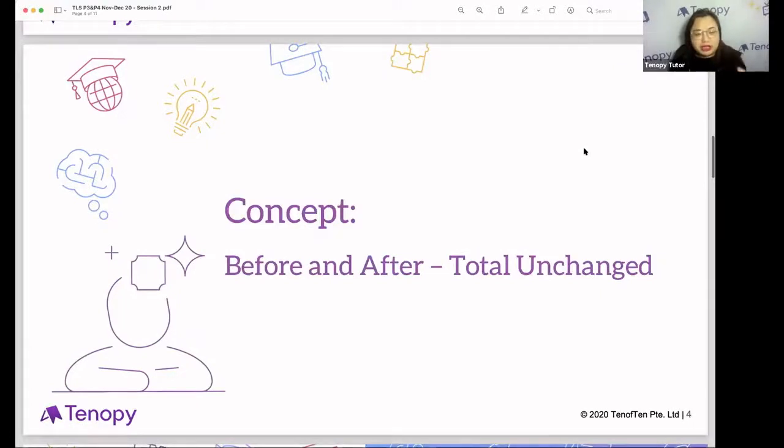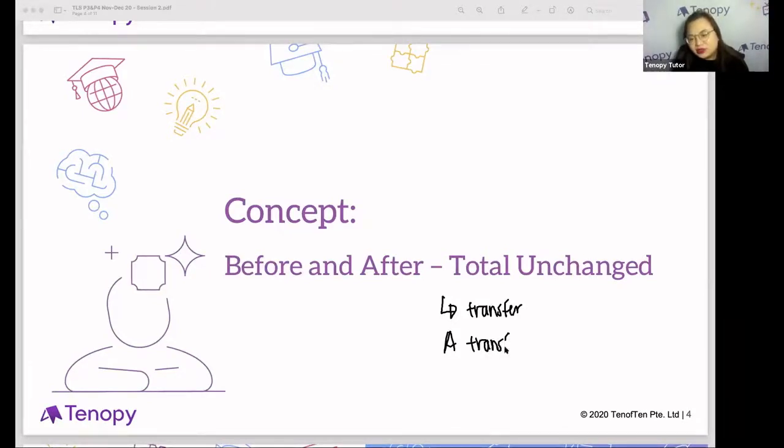Now, to recall that, if you want to work on total unchanged, look out for keywords such as transfer. Okay, so for example, A transfer to B. Okay, internal transfer, exchange within themselves. Okay, I exchange 10 apples with 10 oranges. So my total is still the same. So transfer, exchange. When you see such words in the questions, this concept is mostly covered on total unchanged. So let's work on the first work problem.